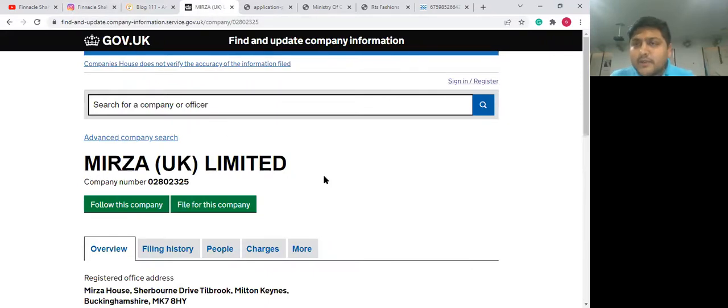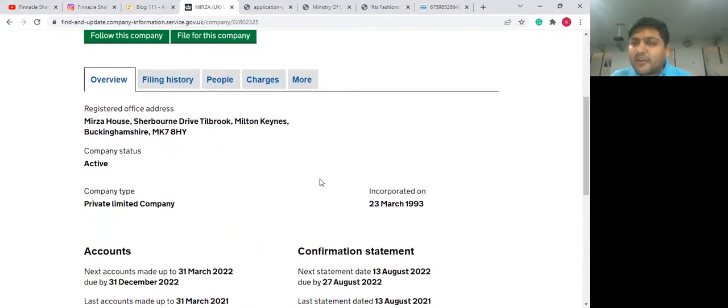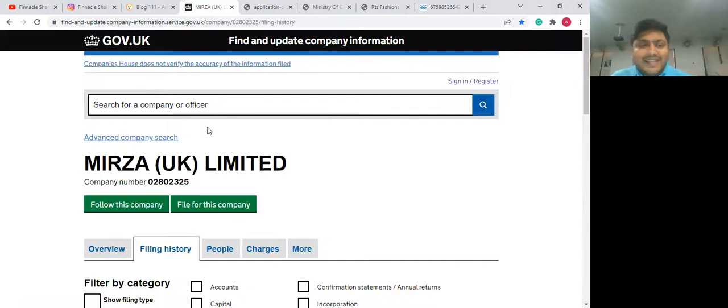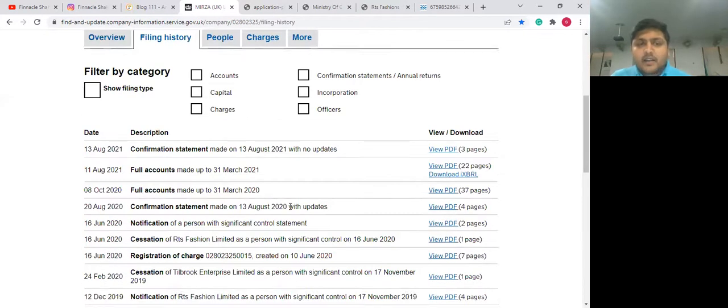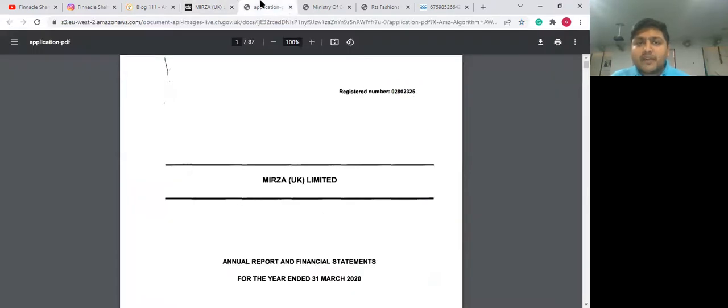Now, this is a UK government website where UK-based companies' financials are available free of cost, something which, by the way, happens to be a brilliant source for you guys to take a look at and talk about any particular company. So when you go to filing history, you will see that the 2020 annual report has been filed by Mirza UK. It's a 37-page document. I've opened that for you guys for your reference here.